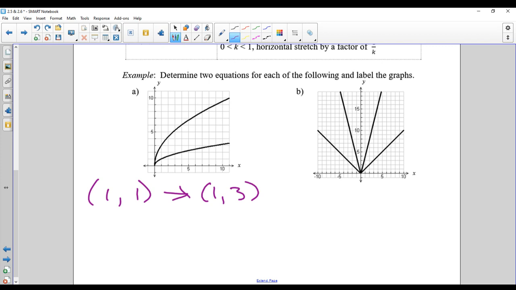By a factor of 3. Thank you very much. Let me put the 3 under it because it looks like I'm saying 0, 3 here. By a factor of 3. Okay. Yes.